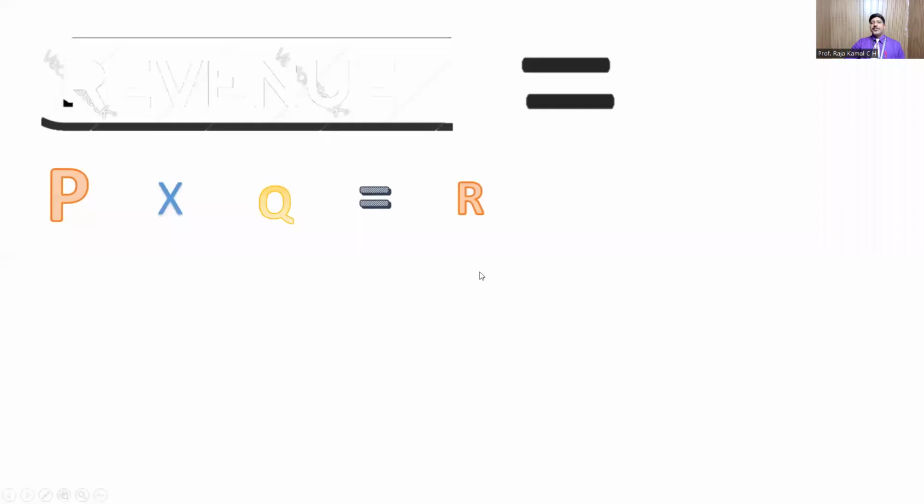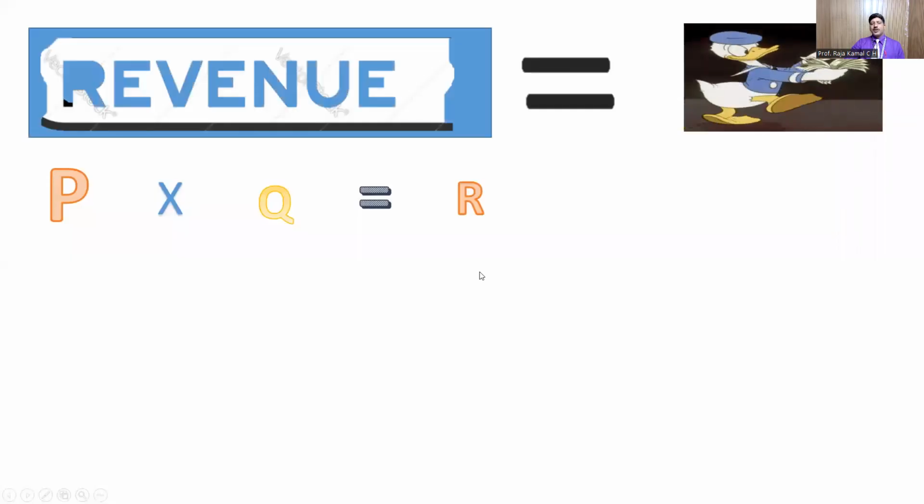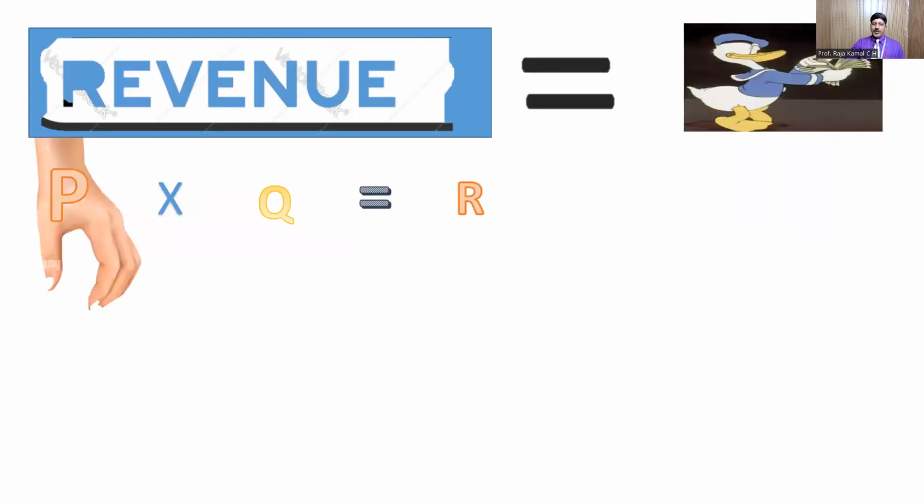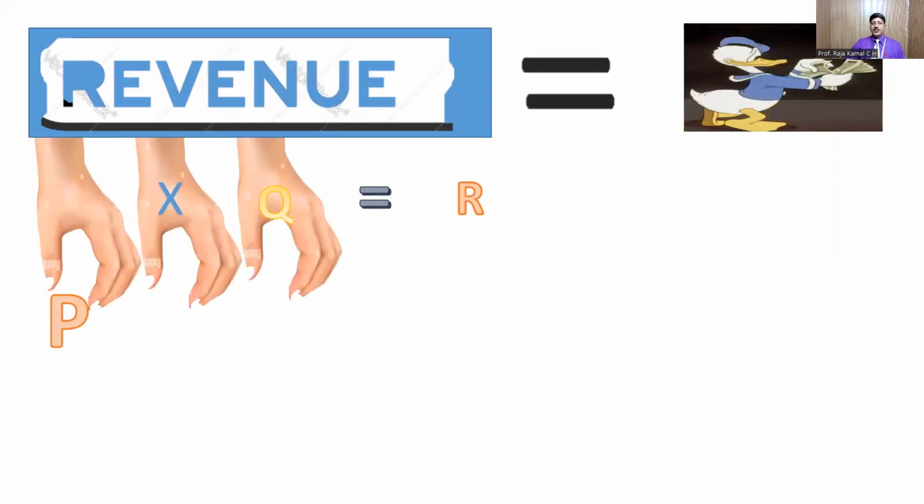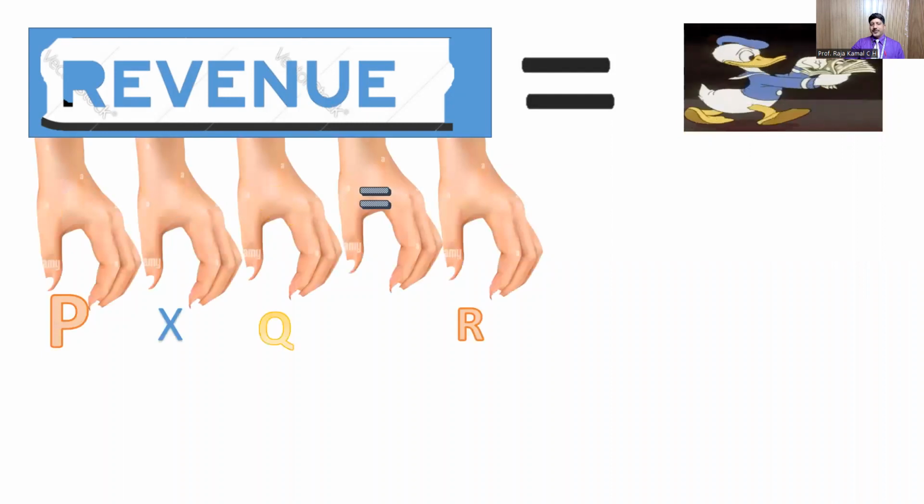So what does revenue actually mean? Revenue is all about price into quantity. How many units are sold at a particular price is considered revenue. Revenue is equal to price into quantity.